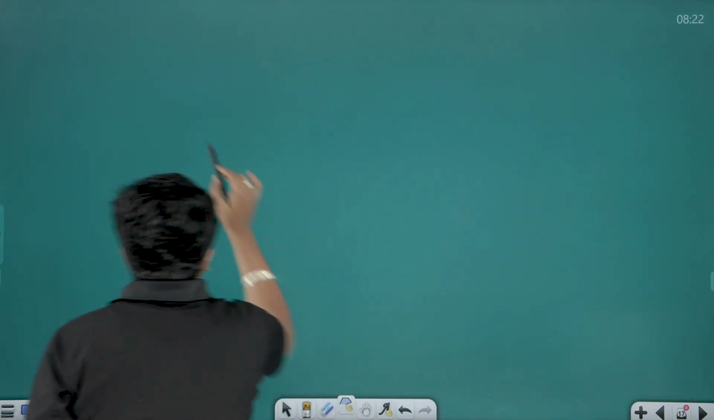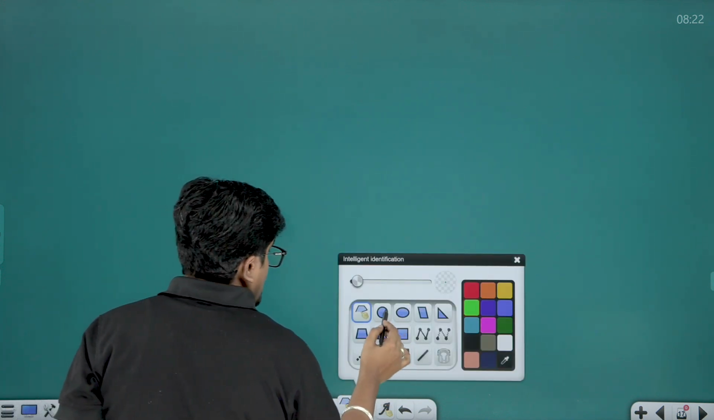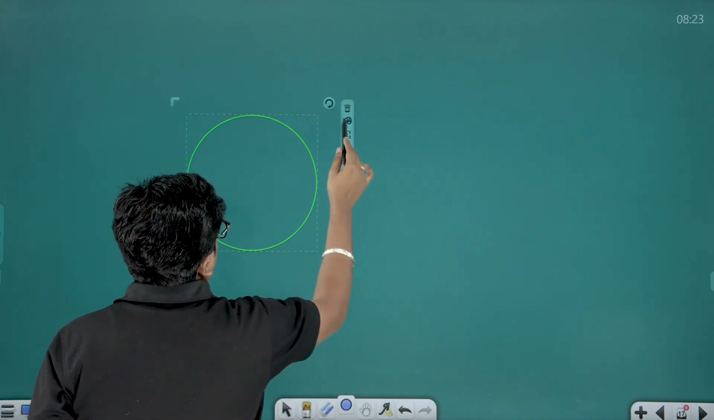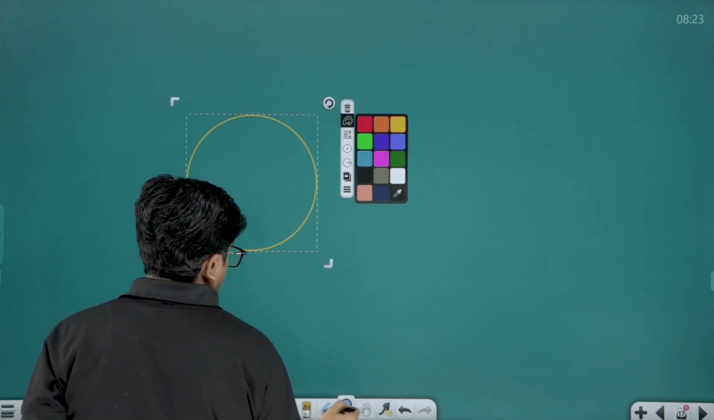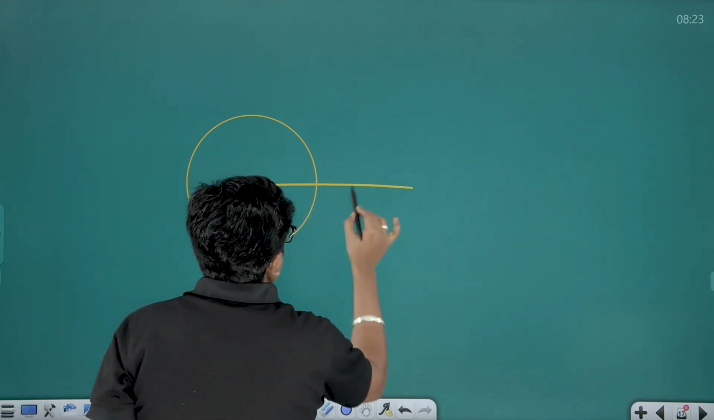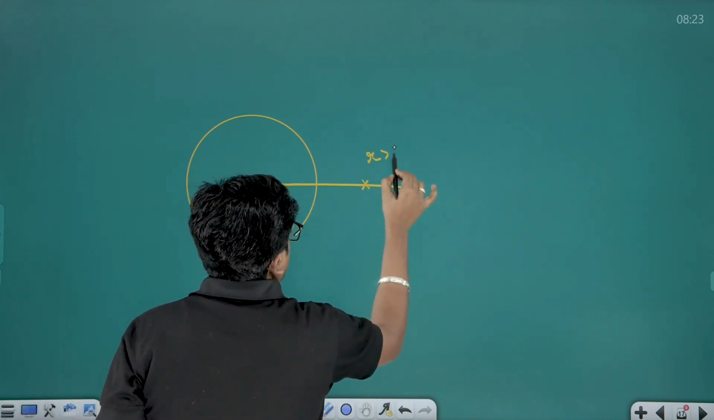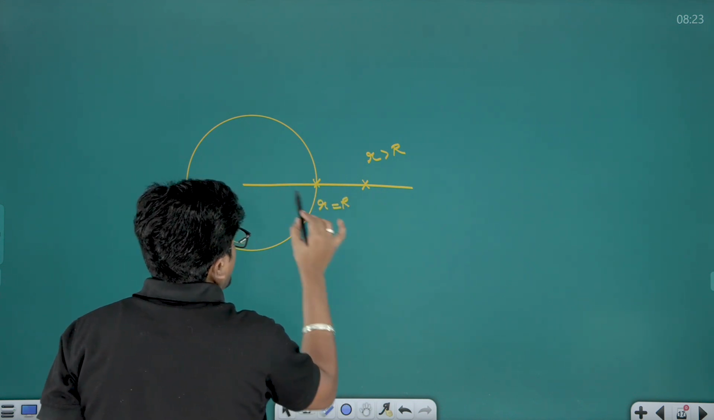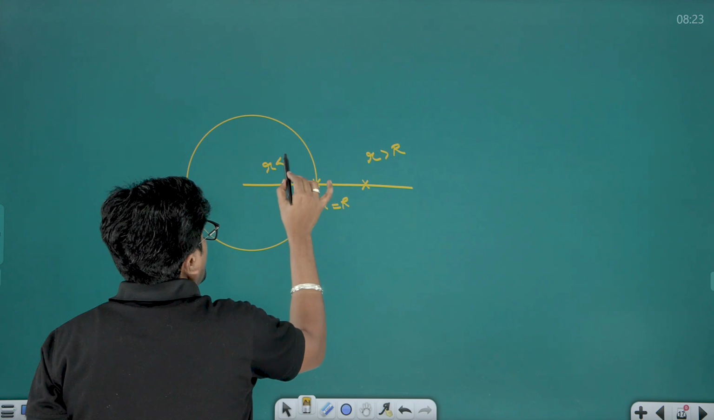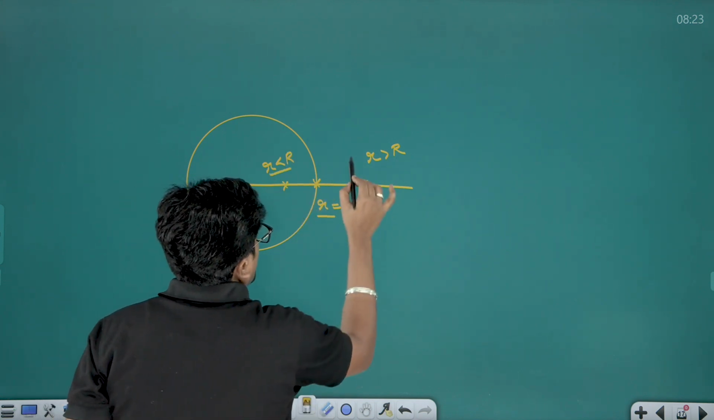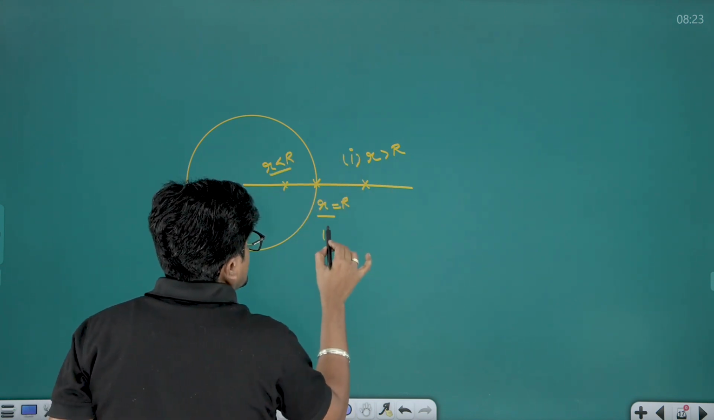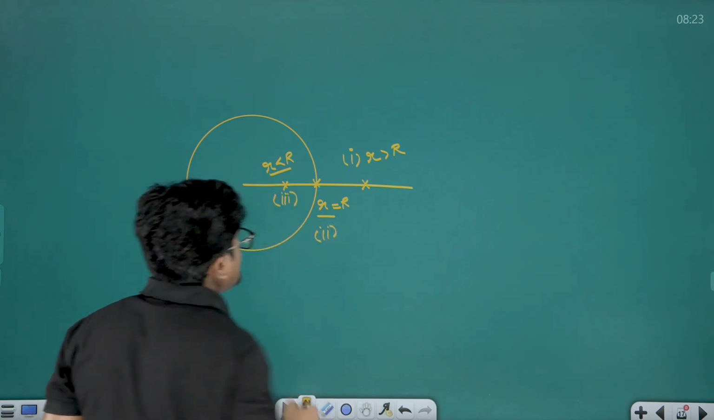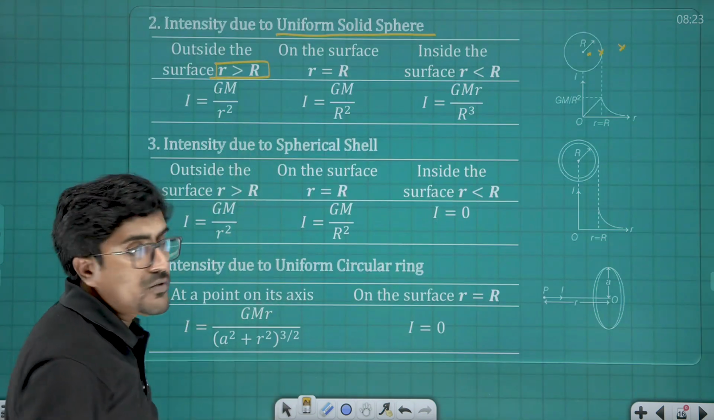So here I am going to consider a solid sphere. Here this is the case, small letter r greater than capital R. Next one is this, small letter r equal to capital R, and here this is the last one, small letter r less than capital R. This is going to be the first one we are going to discuss. This is going to be the second, and this is going to be the third one we are going to discuss. All right, have a look.